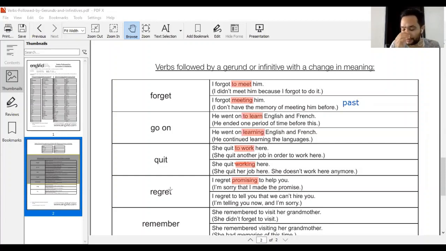Before going on this, what is the meaning of the word regret? ¿Qué significa regret, guys? What is the meaning of it? Lamentar. Exacto, right? ¿Cómo podrían entonces traducir la oración que acabo de decir? I regret promising to help you. How could you translate that? Try to do it. Don't worry if you do it incorrect.